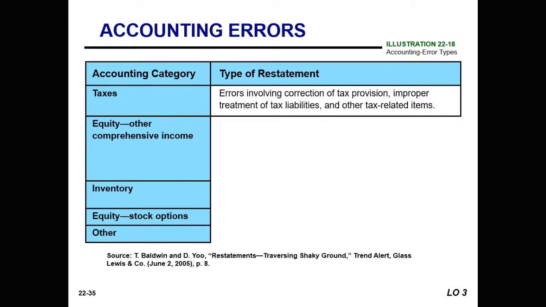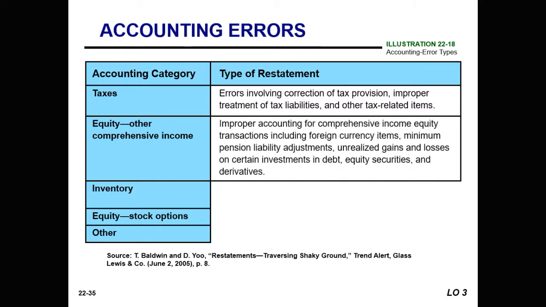Taxes errors are errors involving correction of tax provisions, improper treatment of the tax liabilities, and other tax-related items. Equity and other comprehensive income are the improper accounting for comprehensive income equity transactions, which can include foreign currency items, minimum pension liability adjustments. You just recently learned about those. Unrealized gains and losses on certain investments and debts, equities, and derivatives.